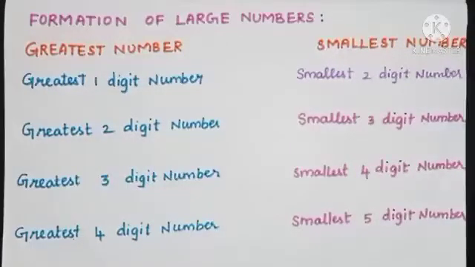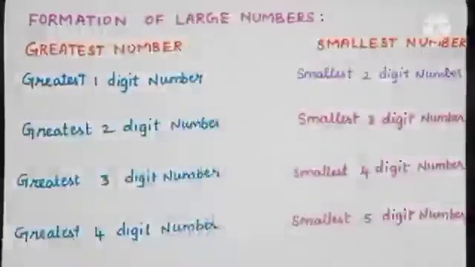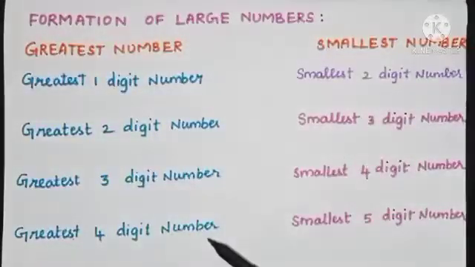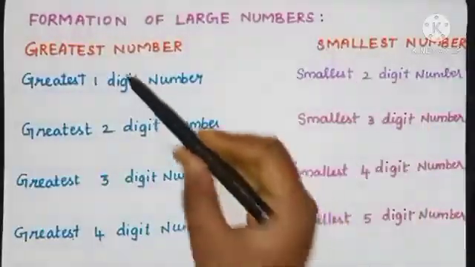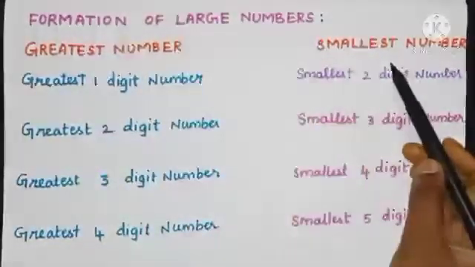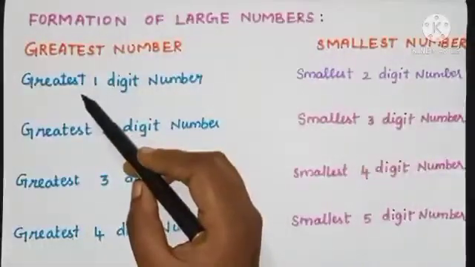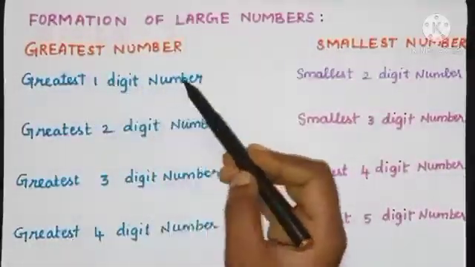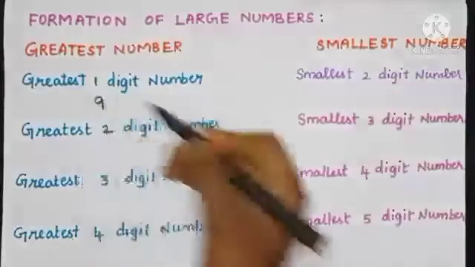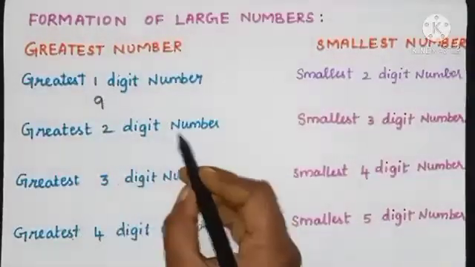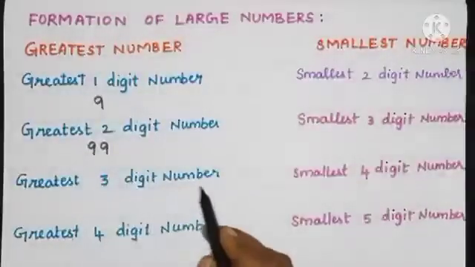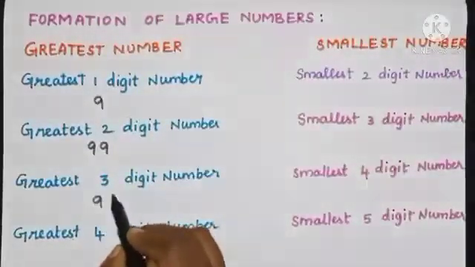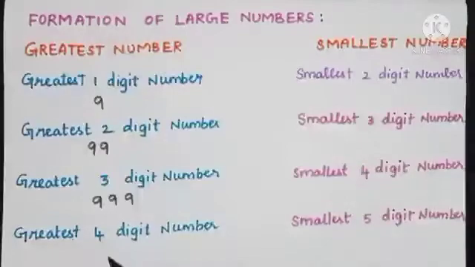Now, let us see the formation of large numbers. Let us build and complete the number tower by observing the pattern of numbers. Greatest number, smallest number. Students, as you already know, the greatest one digit number is 9 and the greatest two digit number is 99. The greatest three digit number is 999. The greatest four digit number is 9999.